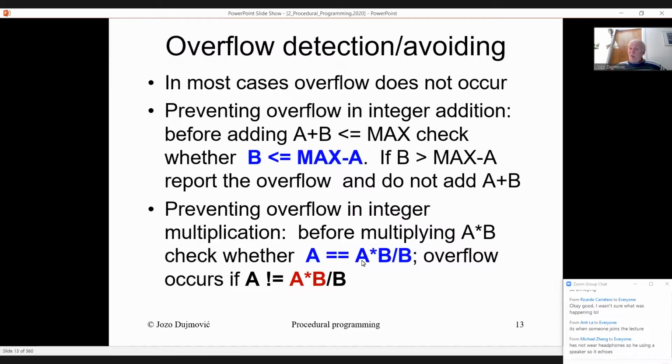Because if you multiply a times b in a correct way without overflow, then when you divide that by b, you should get as the result a again, because b divided by b should cancel. However, if a times b is not correct, then you are going to get that a is different than a times b divided by b.